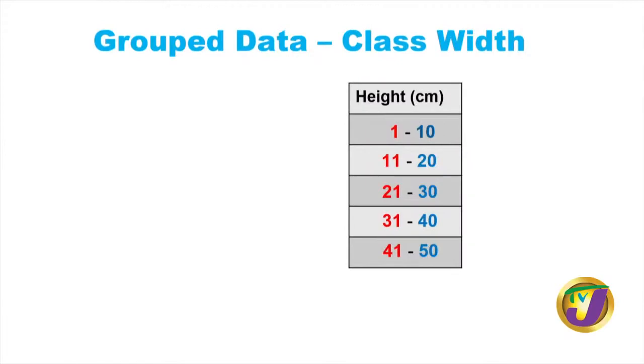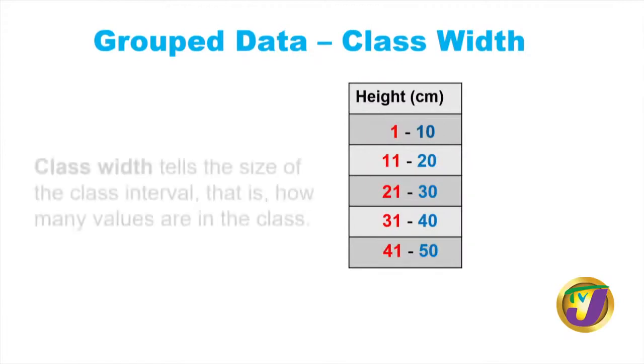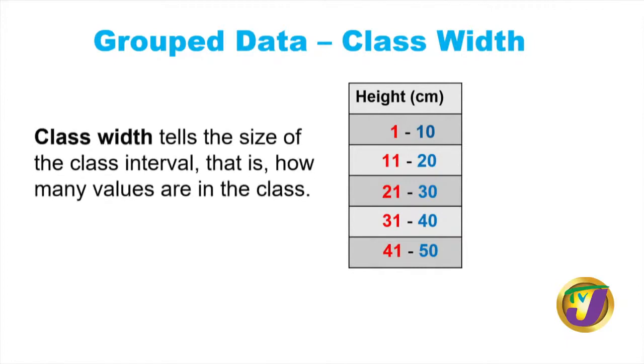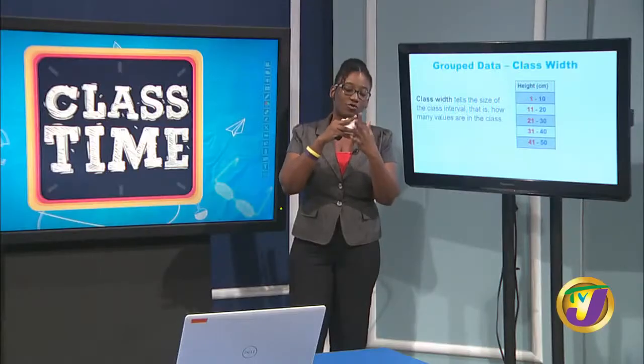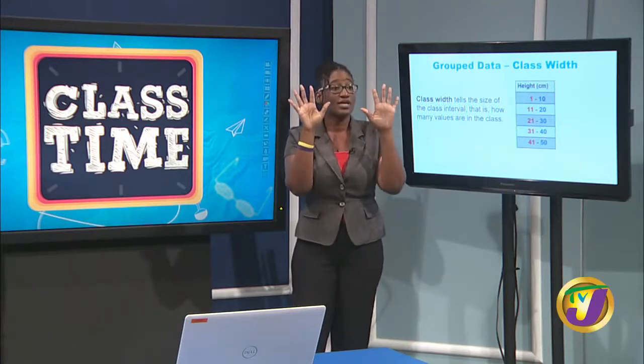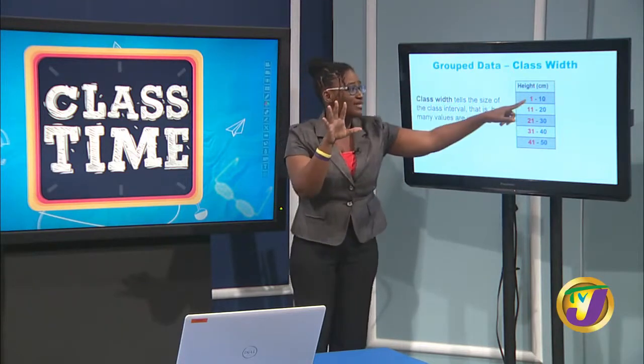All right, let's talk a little about class width. It says here that it tells the size of the class interval, or in other words, how many values are in a class. How wide it is. So when I look at the first one, 1 to 10, if I count on my fingers, 1, 2, 3, 4, 5, 6, 7, 8, 9, 10. So 10 values are in this class.